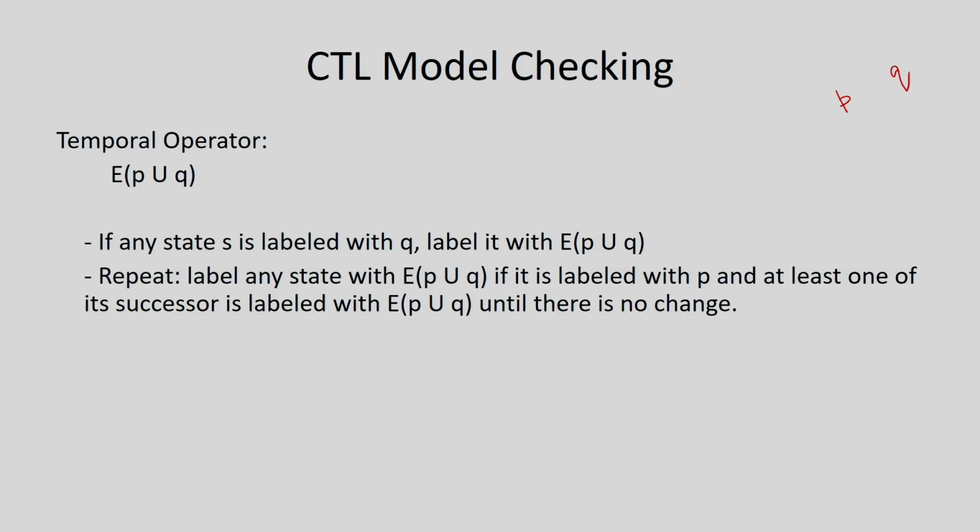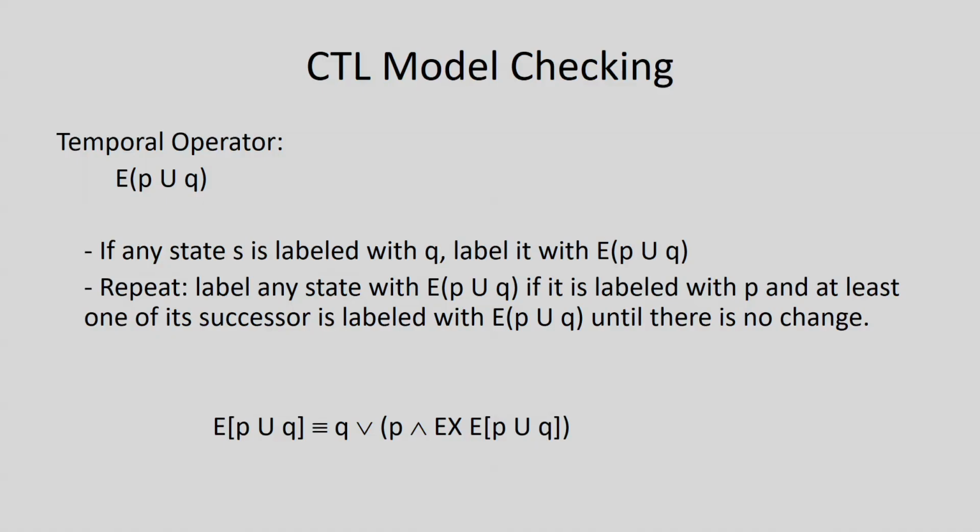So, if any state S is labeled with Q, then label it with E[P until Q]. And after that you repeat: label any state with E[P until Q] if it is labeled with P, and at least one of its successors is labeled with E[P until Q], until there is no change. Again, this is the same notion that we are going to traverse the entire state space and collect the states one after another that satisfy this particular property.